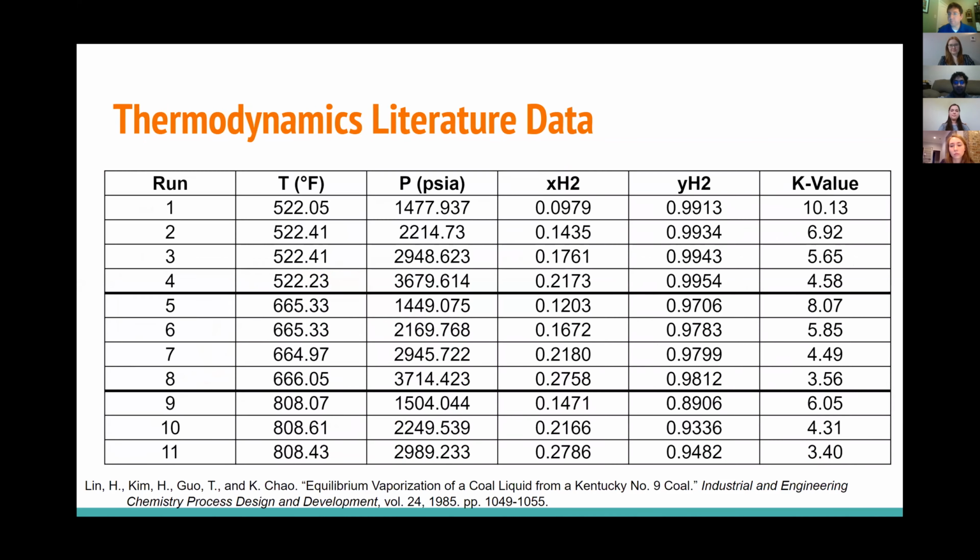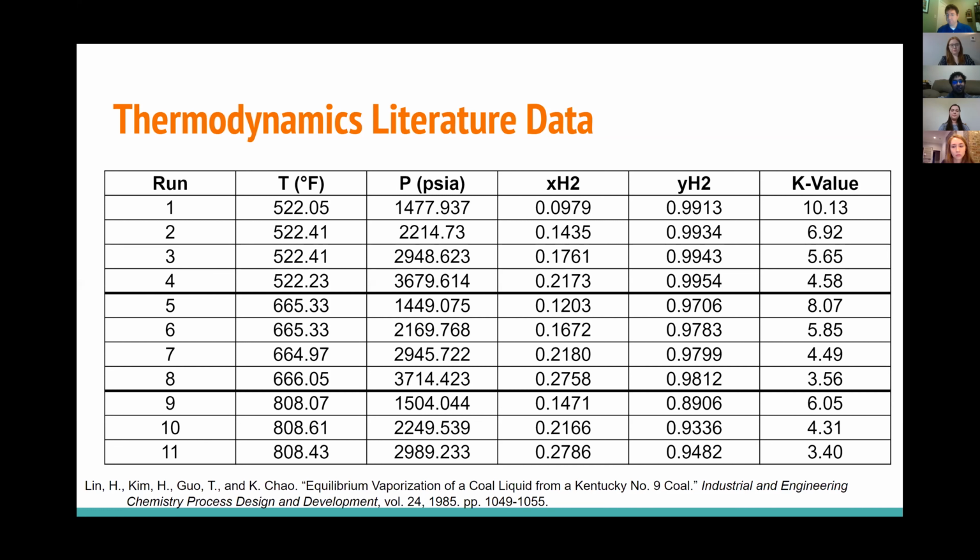Once we had done that, we ran this simulation feed through a flash drum at these temperatures and pressures and compared it to the literature data for mass fraction of hydrogen in both phases, as well as the partition coefficient K value. We ran 8 different thermodynamic models, and only 4 of those 8 had valid K values as well as mass fractions in both phases.